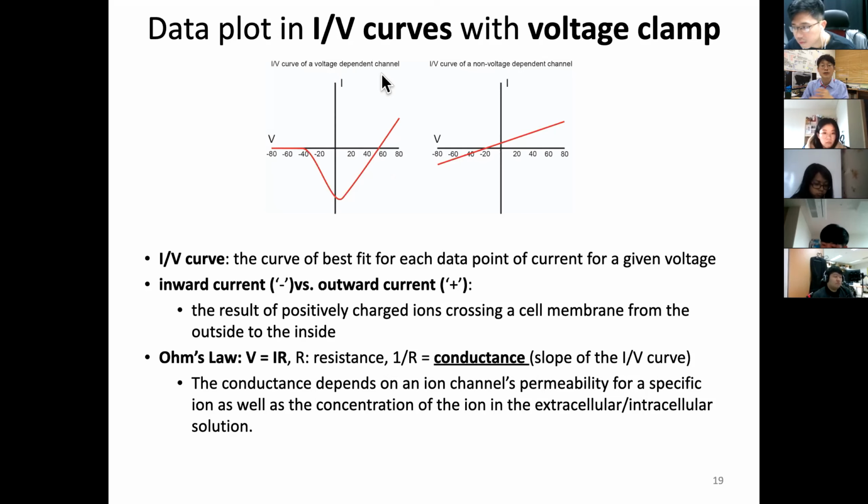A good example is the action potential, where there is a voltage-gated sodium channel and a voltage-gated potassium channel. Those have this nonlinear shape. Otherwise, a non-voltage-dependent channel will not be affected; there's just one type of conductance.